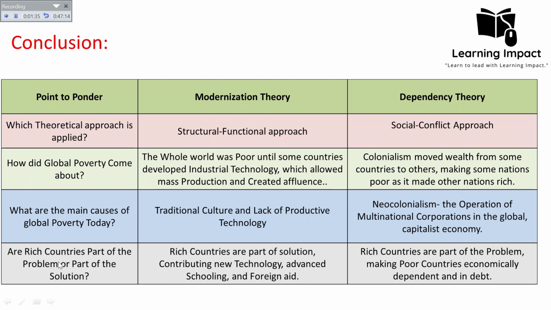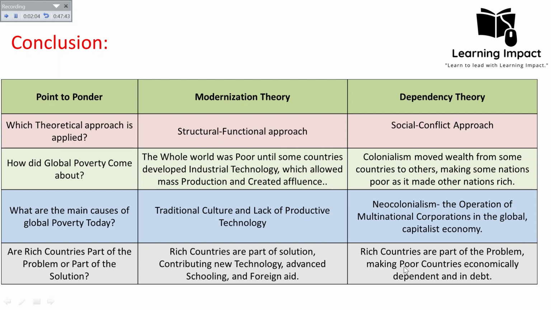Okay, are rich nations part of the problem or part of the solution? How do the modernization and the dependency theory view the role of the rich nations? Modernization theorists believe that rich nations are part of the solution, meaning that they are contributing well to society. They are helping the poor nations to make more progress. So they are contributing new technology, as we discussed, in the form of birth control pills, in the form of pesticides, advanced schooling and foreign aid.